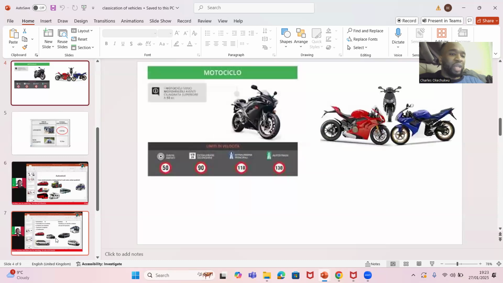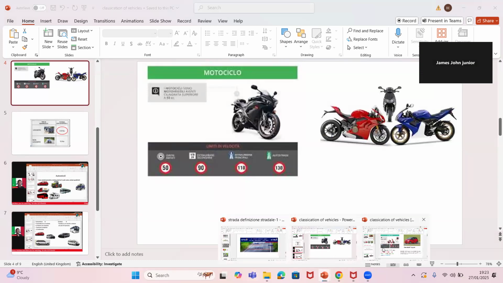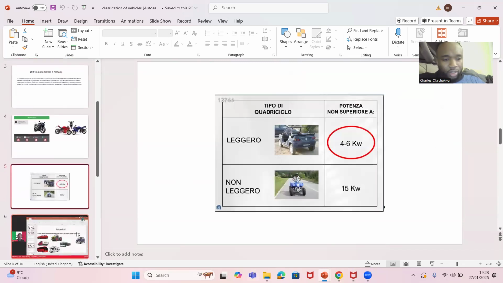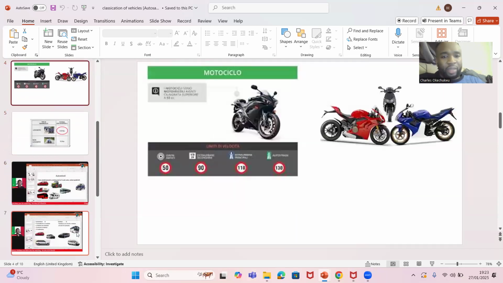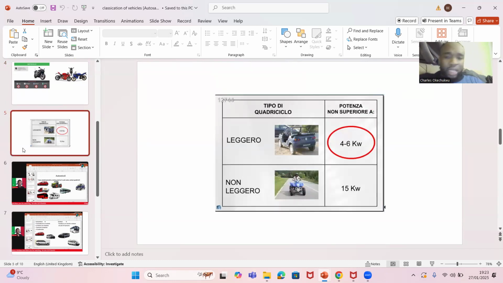I prepared a slide for you guys. Let me see if I have everything. Write it down also. Now, concerning motocicli, I made a mistake here; I didn't write this well. Sorry, let's do it again. Now, motocicli, let's start again.